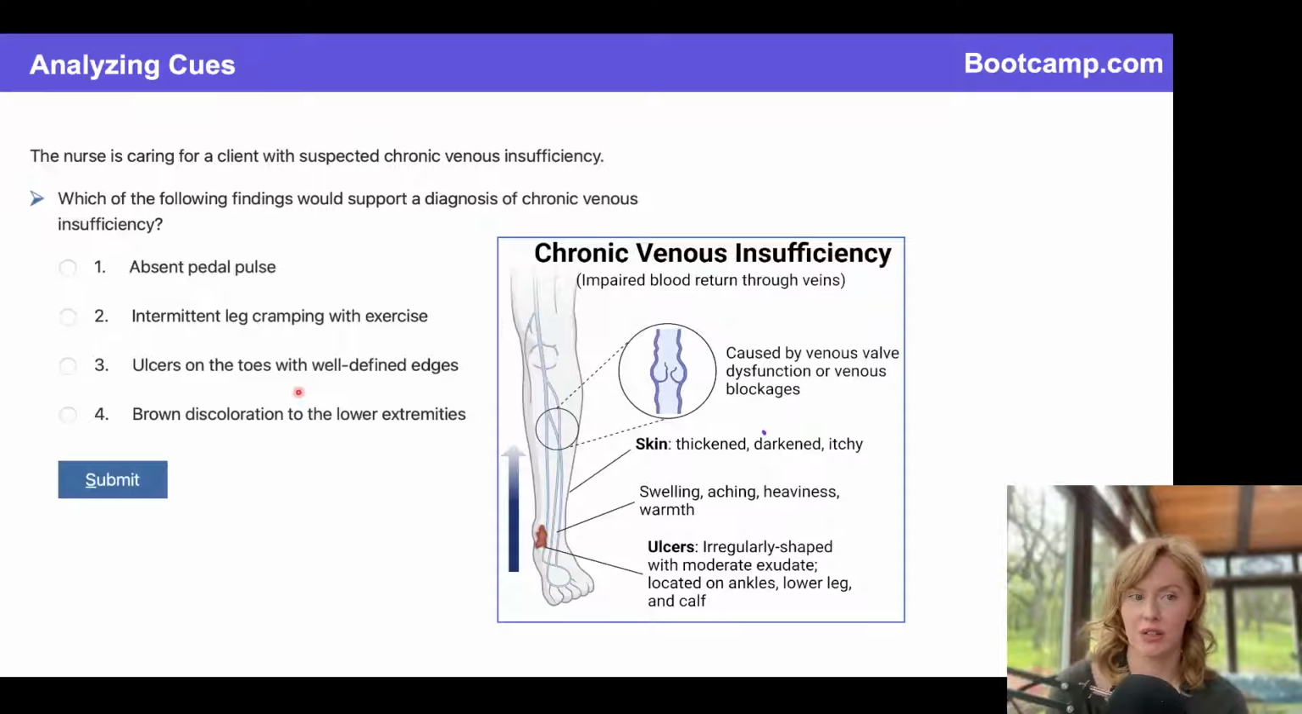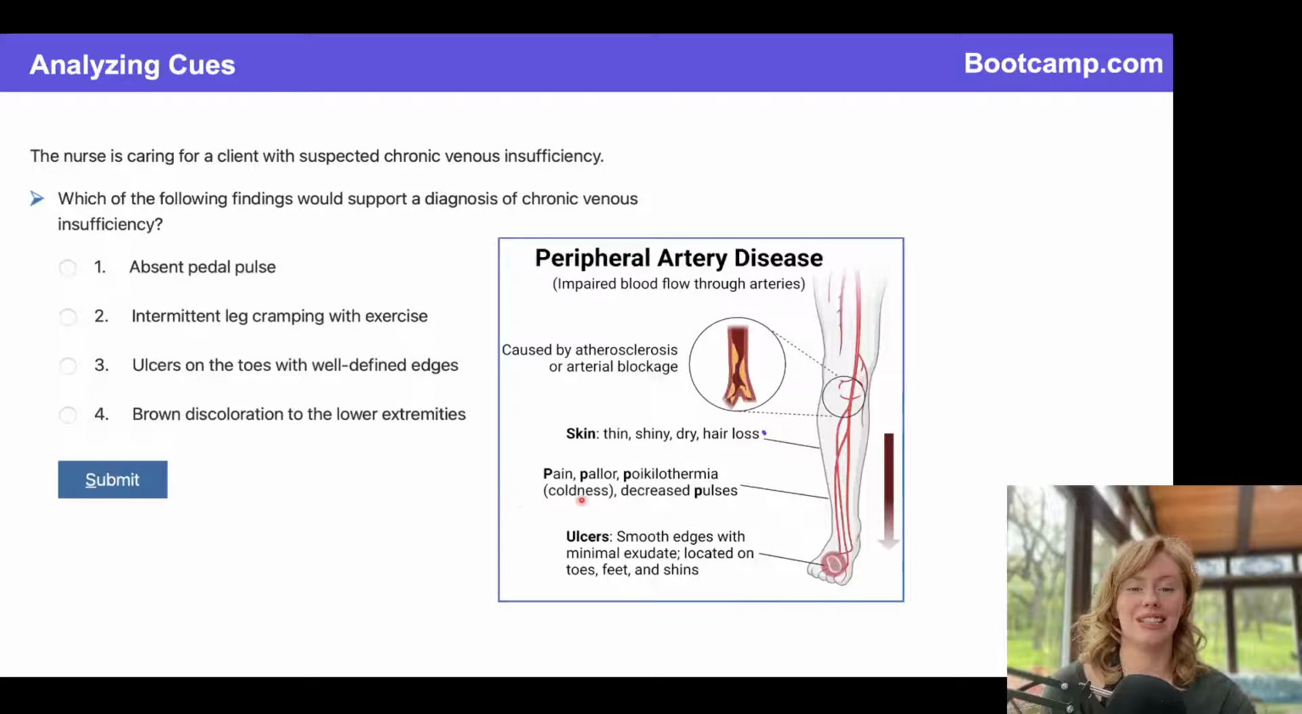Is that a venous or arterial problem? So yeah, remember, arterial ulcers are going to be on the most distal part where the blood flow is lowest. So those are on the toes, shins, and the foot. So that's going to be an arterial problem.